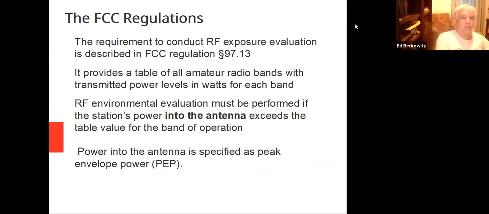These are the Federal Communications Commission, that I just call Federal Candy Company, regulations. The requirement to conduct an RF, radio frequency exposure evaluation, is described in FCC regulation so-and-so. And it includes a table of all the ham bands with transmit power levels in watts for each band. An RF environmental evaluation must be performed if your power into your antenna exceeds the limits for the band of operation, expressed in peak envelope power.